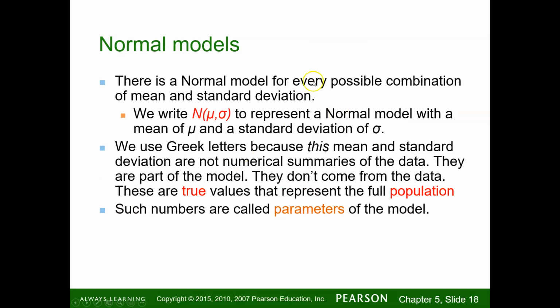There's a normal model for every possible combination of mean and standard deviation. So we write N(mu, sigma) to represent a normal model with a mean of mu and a standard deviation of sigma. We use the Greek letters because this mean and standard deviation are not numerical summaries of the data. They are part of the model. They don't come from the data or the samples. These are the true values that represent the full population. So these are measurements of mean and standard deviation of a full population that you have taken and found the statistics on. Such numbers are called parameters of the model. So it's a parameter if it's over the entire population.